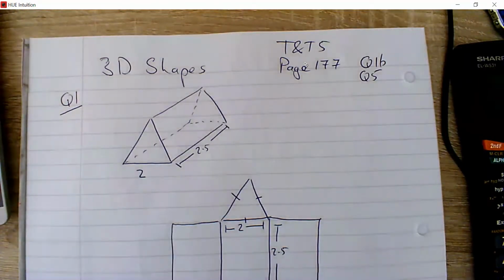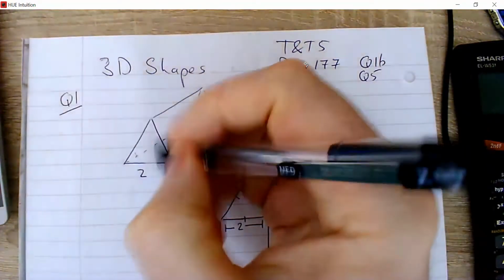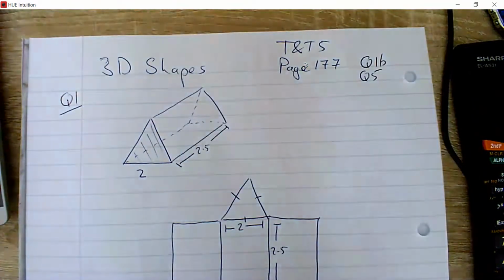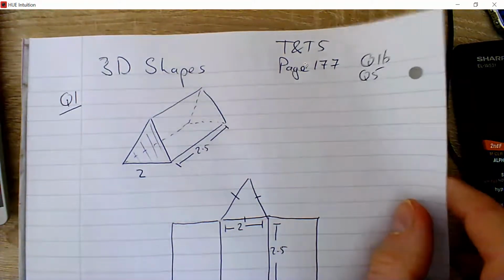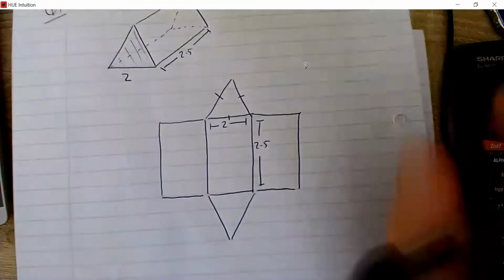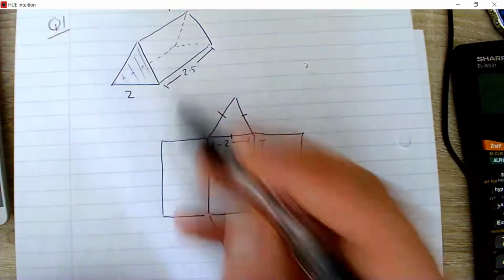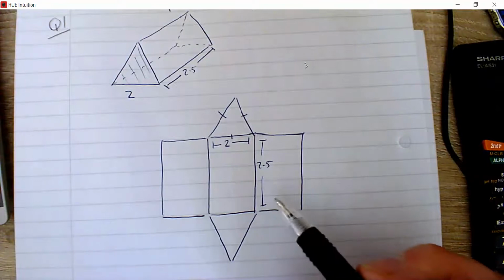This is called a triangular prism, and a prism is just a shape that has the same face the whole way through. If you were to slice through it, I suppose you'd always get a triangle. What do we mean by a net? Well, that's what you get if you took this shape and unfolded it. Imagine this is made out of cardboard. What shape of cardboard would you need to make it?